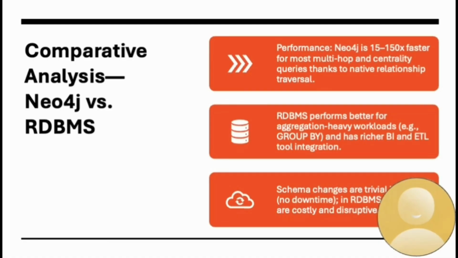In RDBMS, such queries become slow and increasingly complex because of the recursive self-joins and deeply nested common table expressions. Also, new types of nodes or relationships can be added at any time with zero downtime in Neo4j. But RDBMS systems require alter table migrations, which can be disruptive and time consuming.